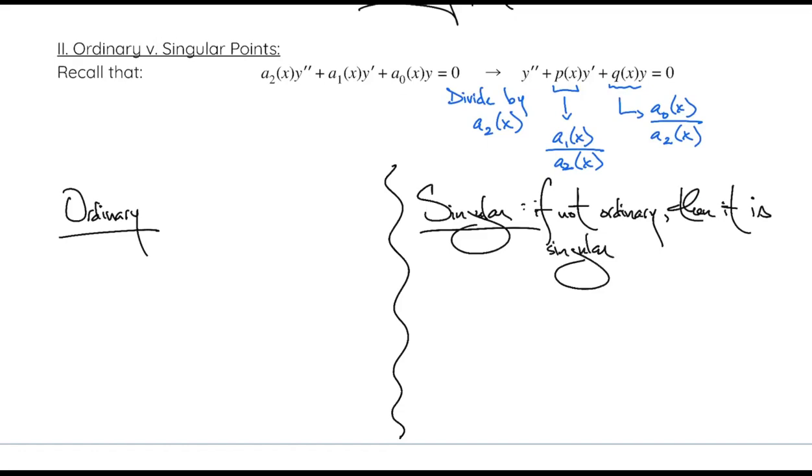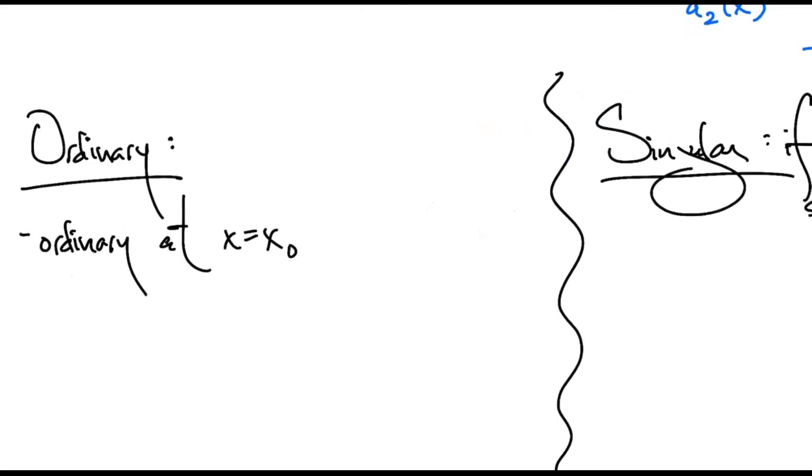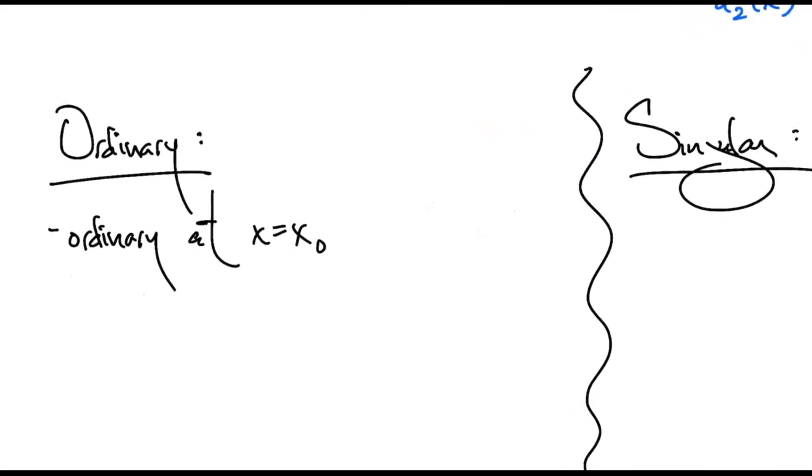So it would be really important for us to know what it is to be ordinary. And it is ordinary at this specific point, all right? So whatever we choose for that center point. And for us, we're going to have that center point be 0 a lot, okay? We're going to have that be 0 because it's a nice number. It turns a lot of our power series into a nicer form, okay, to work with.